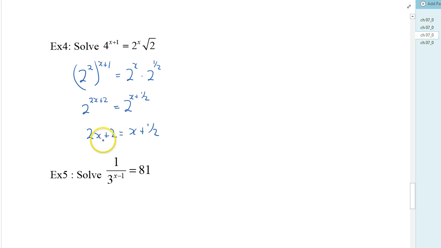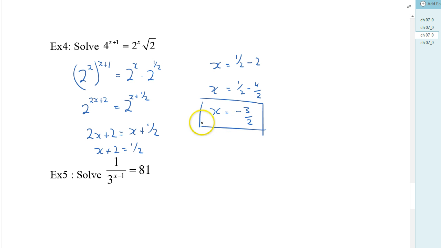So I will subtract an x from both sides, so I get x plus 2 is equal to 1/2. And then I'll subtract 2 from both sides, so x is going to be equal to 1/2 minus 2, so 1/2 minus 4/2. So x will be equal to minus 3 over 2. Put a little box around that so you can find my answer nicely.